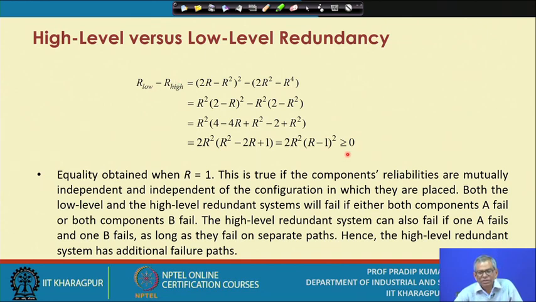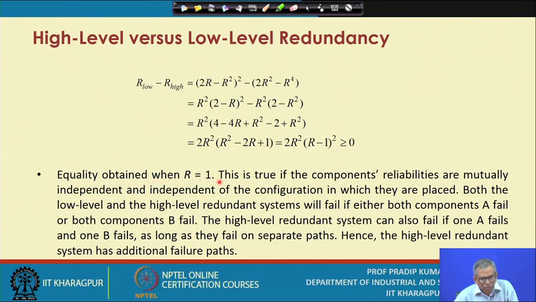The difference is greater than or equal to 0. That means, when you move from high level to low level, or you move from low level to high level, when the exact values of the component reliabilities are known, if you find this is greater than or equal to 0, obviously you opt for low level redundancy. Otherwise, you opt for high level redundancy for the time being.